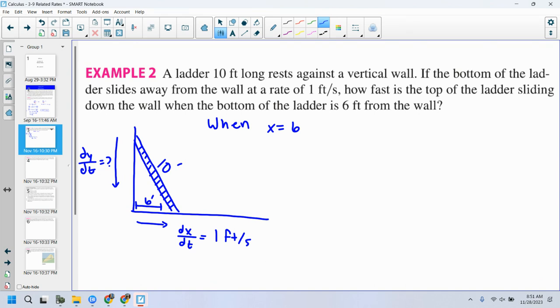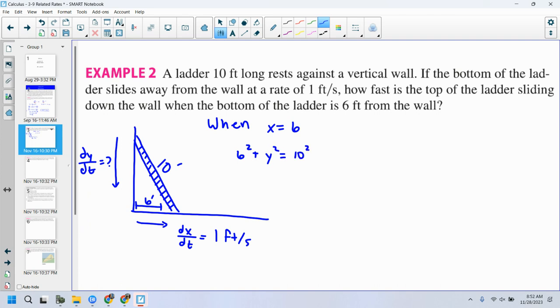Now, the first thing that I want to do here is figure out when the ladder is 6 feet away from the wall, how far is the ladder up the wall, right? That's the first thing I want to figure out. When the ladder is 6 feet away from the wall, how far is the ladder down the wall? Okay? Because we don't know where it starts, but we know where we want to instantaneously find. Well, that's Pythagorean, right? So 6 squared plus, we'll call that y squared, is equal to 10 squared.